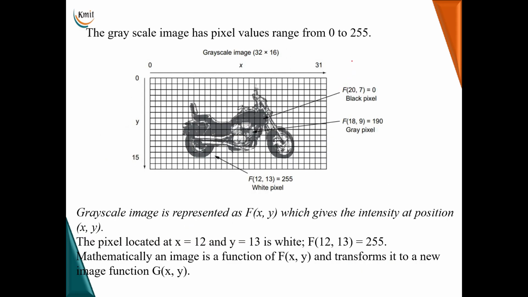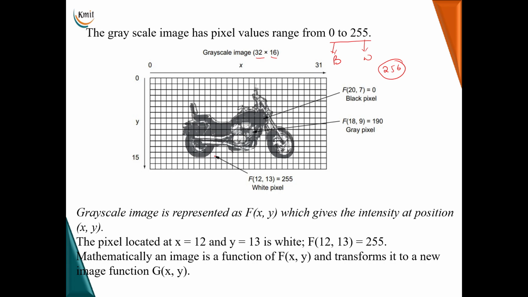So grayscale value ranges between 0 to 255, with 256 values of pixels. 0 represents black and 255 represents white colored image. You can look into this image given on the slide here. It is a grayscale image of 32 by 16, that is 32 rows and 16 columns.